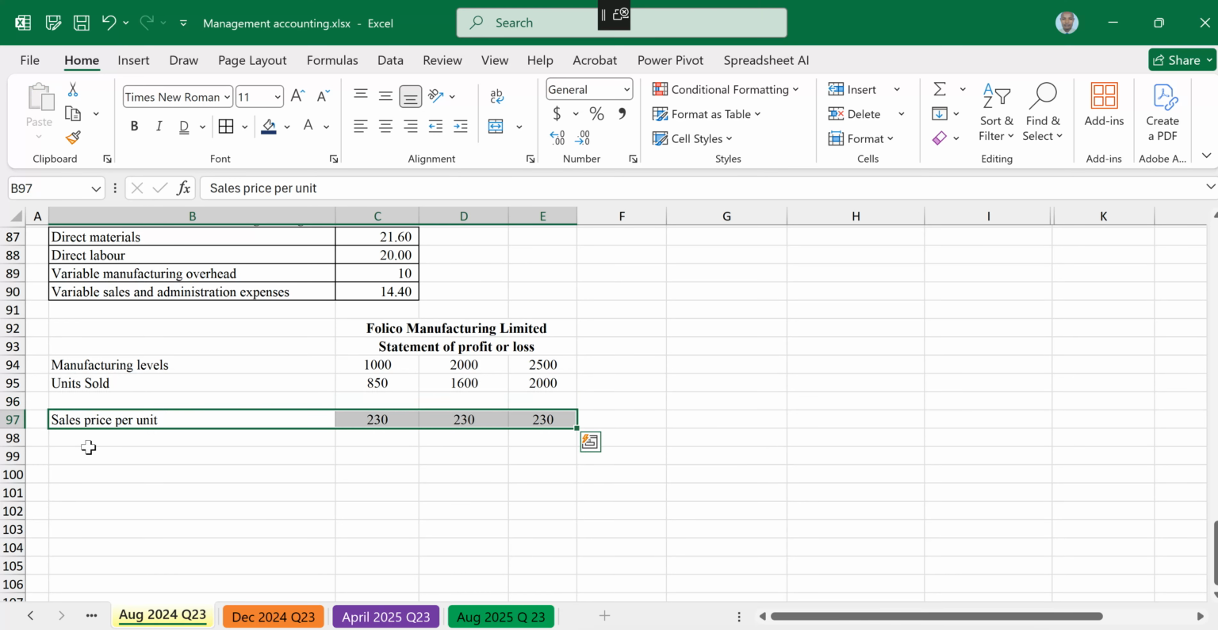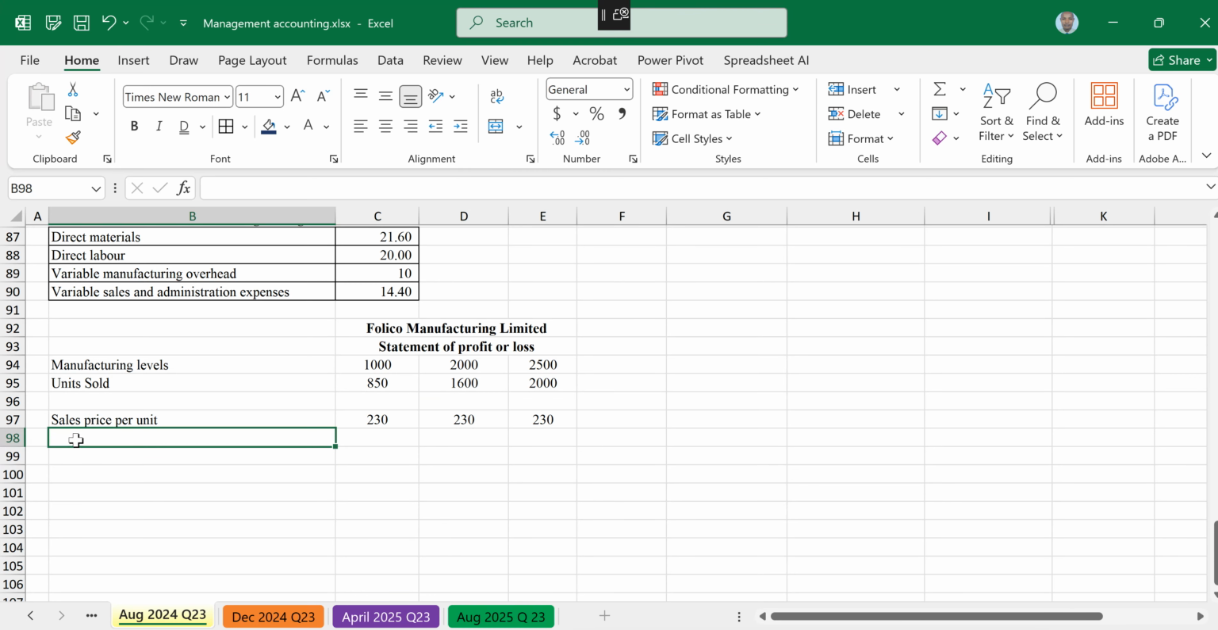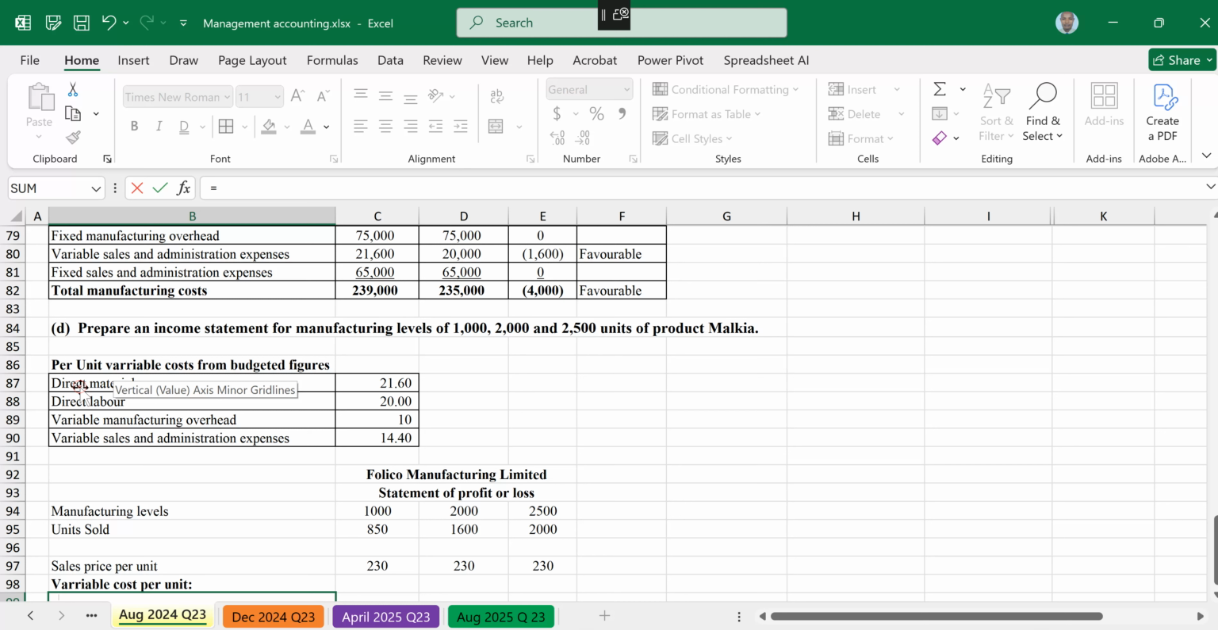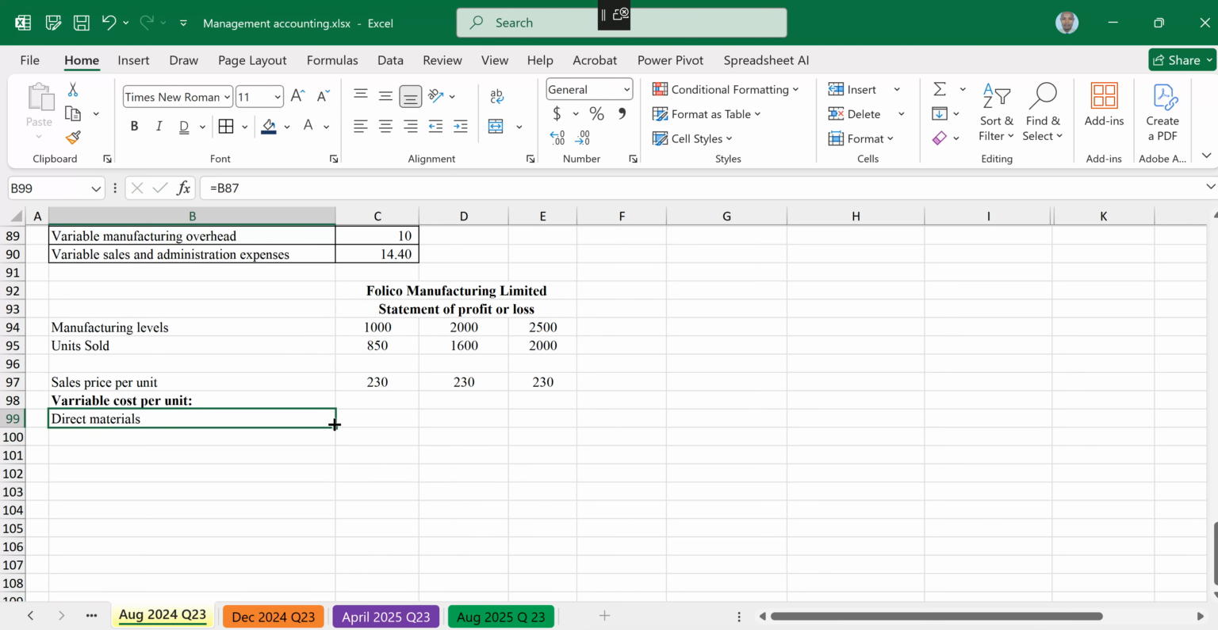Now the variable cost. Put together the variable costs per unit. We have them arranged here. Enter, then have them as they are, all the way to variable sales and administration expenses.